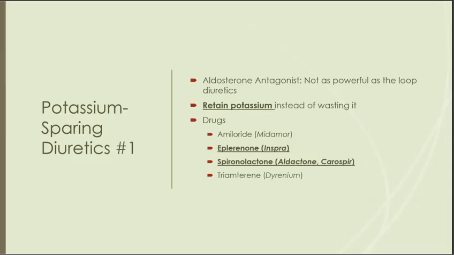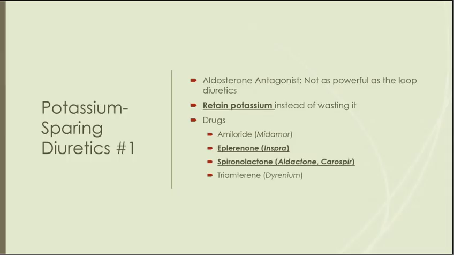Most work by blocking aldosterone in the late distal tubule and collecting duct. Aldosterone normally tells the kidneys to keep the sodium and water, but get rid of potassium. When we block aldosterone, sodium and water leave in the urine, but potassium stays in the bloodstream. These drugs are often combined with loop and thiazide diuretics to prevent hypokalemia. Common medications include spironolactone, eplerenone, amiloride, and triamterene. So for the sake of your brain, just focus on spironolactone and eplerenone.